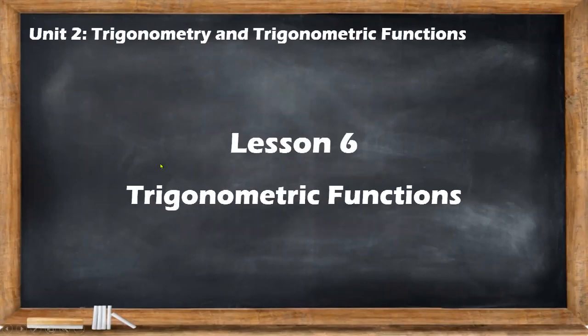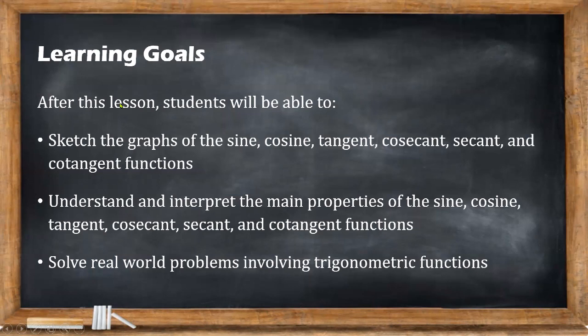Today we're going to learn lesson 6 of unit 2, trigonometric functions. We're going to have a look at 6 trigonometric functions, including sine, cosine, tangent, cosecant, secant, and cotangent functions. And after today's lesson, you should be able to sketch the graphs of these functions and understand and interpret the main properties of these functions and solve real-world problems involving trigonometric functions.